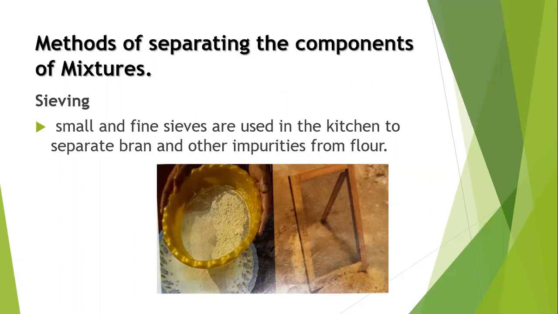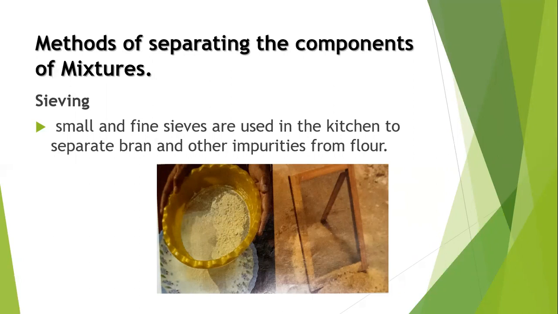The first one is sieving. If a solid mixture is shaken on a mesh, particles smaller than the holes in the mesh pass through and the bigger ones remain on the mesh. Thus, particles are separated on the basis of their size. This process is called sieving.